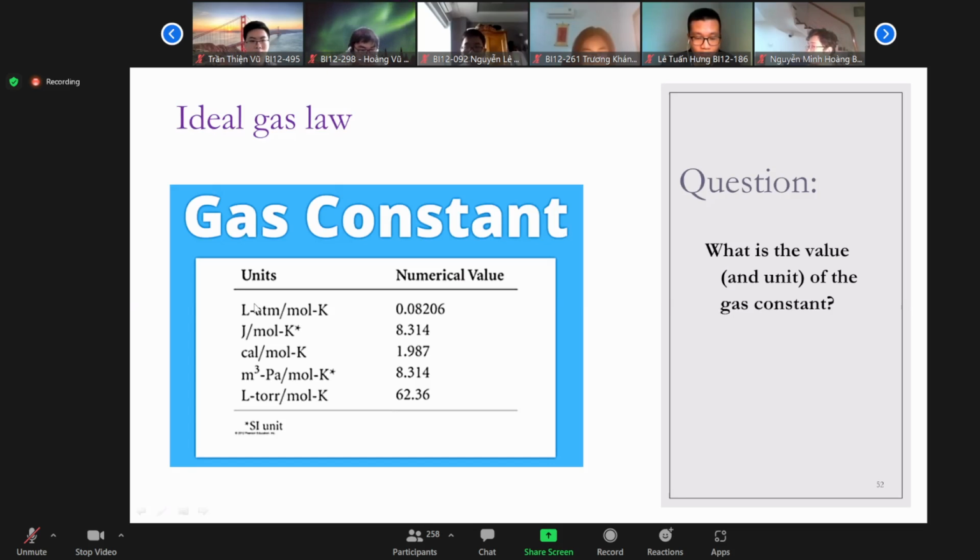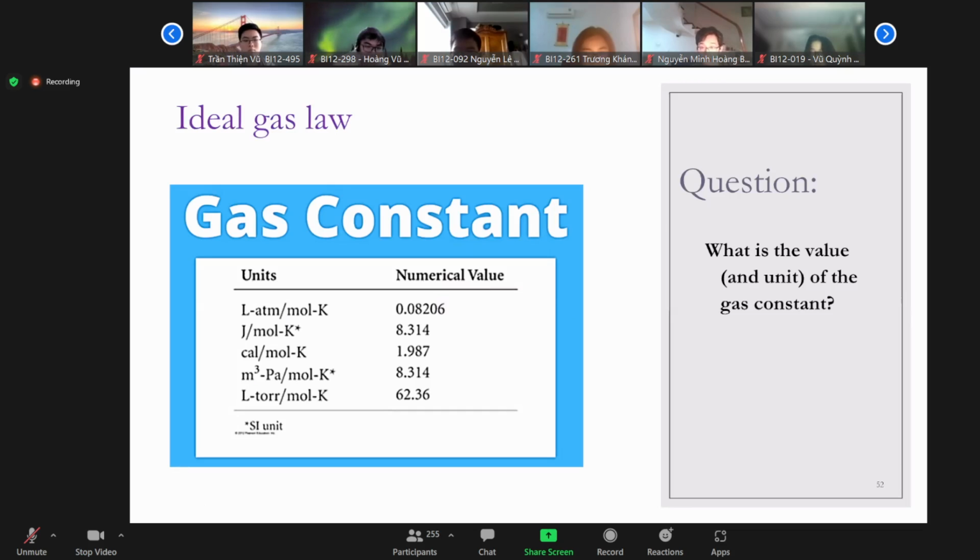For example, here, if we measure the pressure in atmosphere, the volume in liters, the amount in mole, and the temperature in Kelvin, we will have this value for the gas constant R. Remember, 0.08 is the value that I think you used quite a lot during high school, and the unit is liter atmosphere per mole Kelvin.